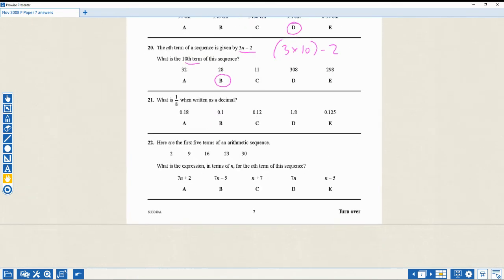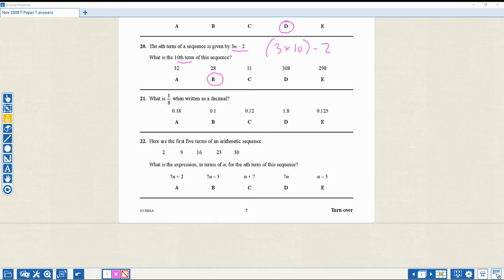Question 21. What's 1/8 written as a decimal? The answer there is 0.125. You just need to learn that. Certain fractions you should learn the decimal equivalent, and 1/8 is 0.125.